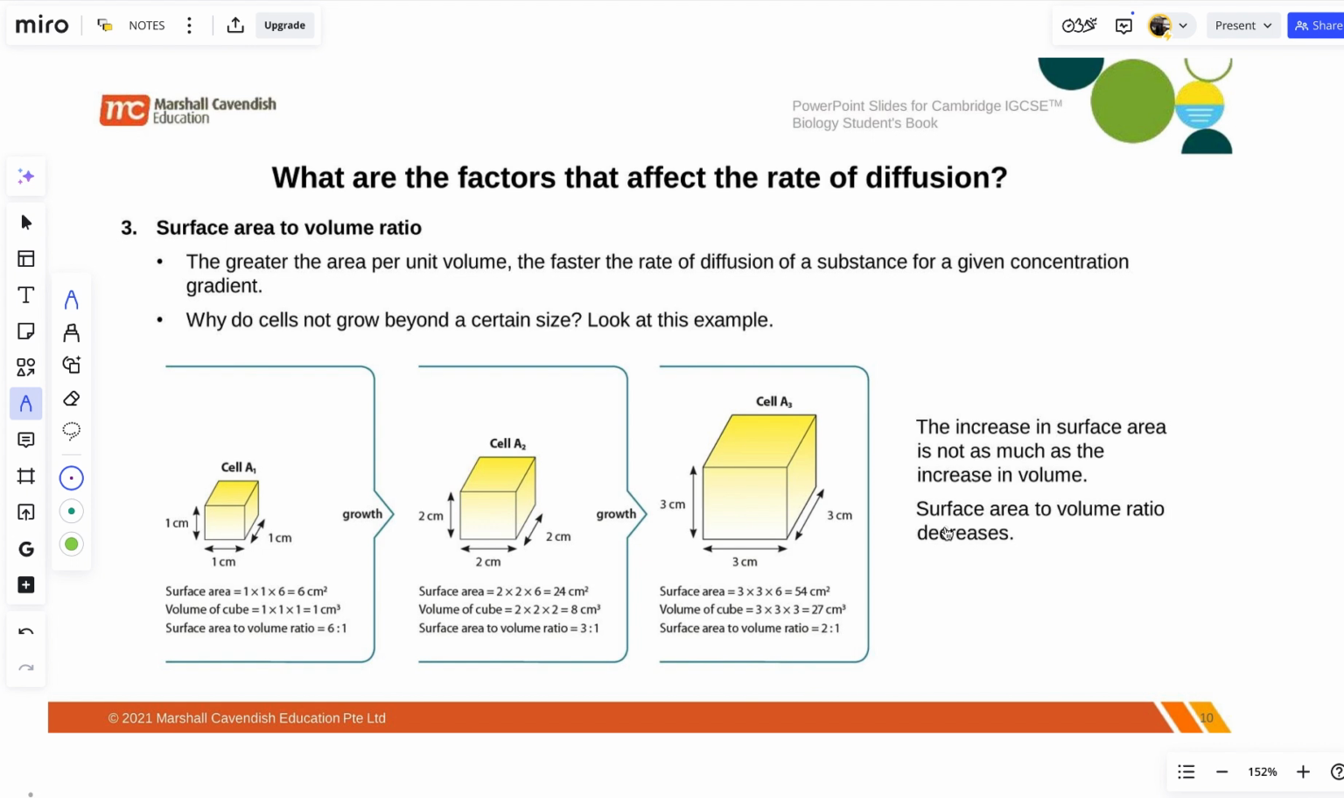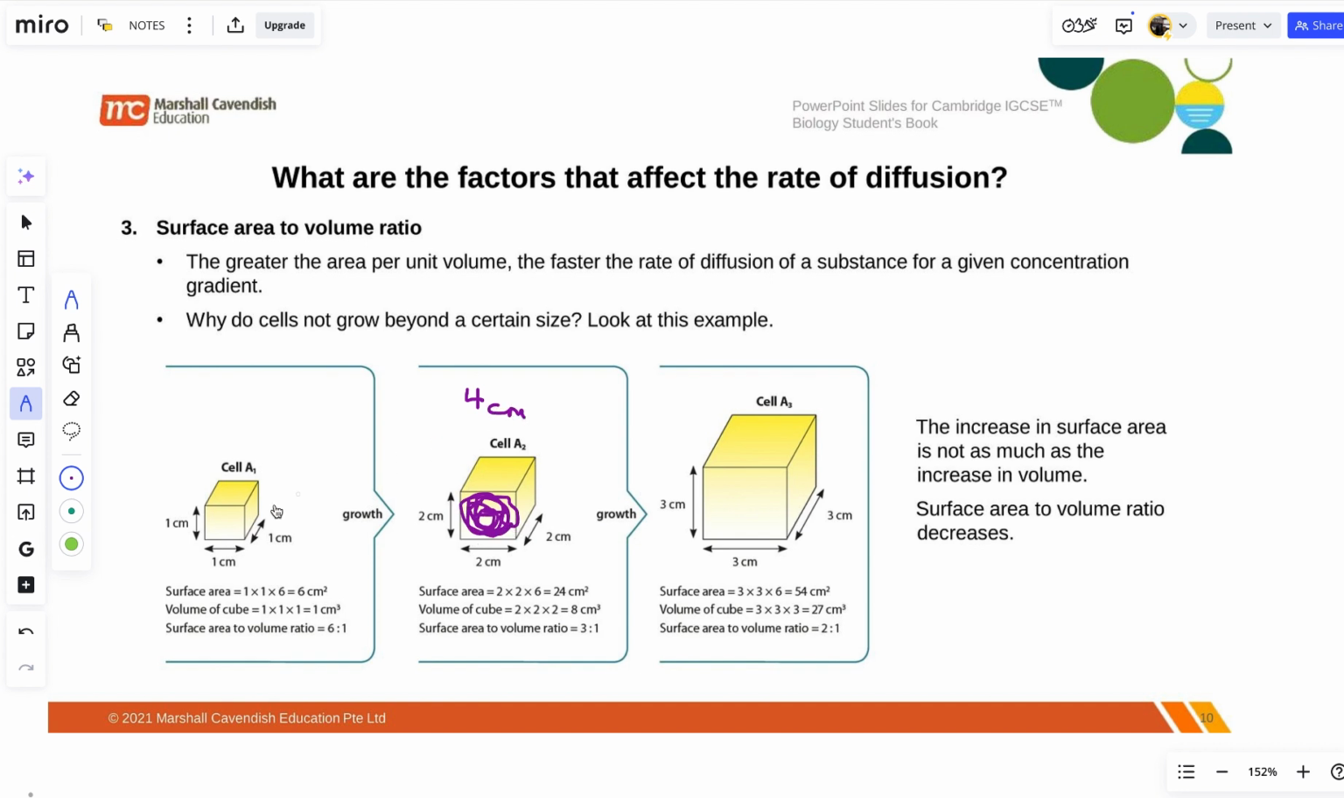Now let's take a look at the third factor that affects the rate of diffusion of molecules or ions. The third one is surface area to volume ratio. Now you can calculate the area of this face. 1 times 1 is 1 centimeter squared, and this one, 2 times 2, is 4 centimeters squared. If I want the area of this face, the area is 2 times 2, which is 4 centimeters squared.